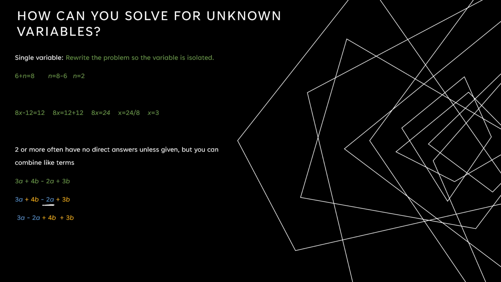So we line them up so that we can make them work out simpler. 3a minus 2a is going to become a, or 1a, and 4b plus 3b is going to become 7b. So that is how you would combine like terms when working with variables.